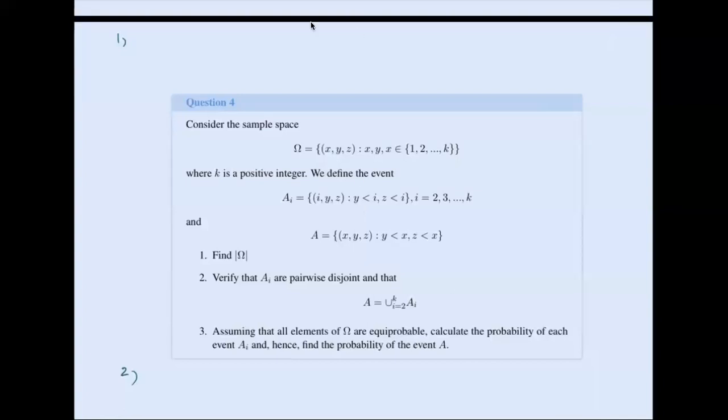For the question where it says omega equals, wouldn't that be XYZ instead of XYX, or is it supposed to be XYX? This one, no, beside it. Oh yeah, it should be XYZ.